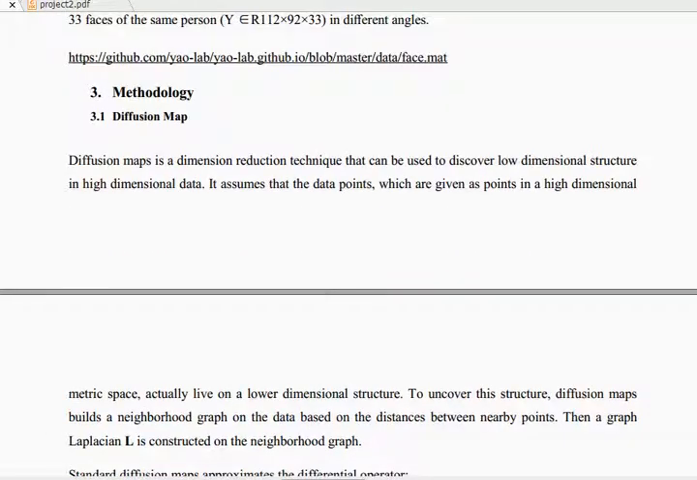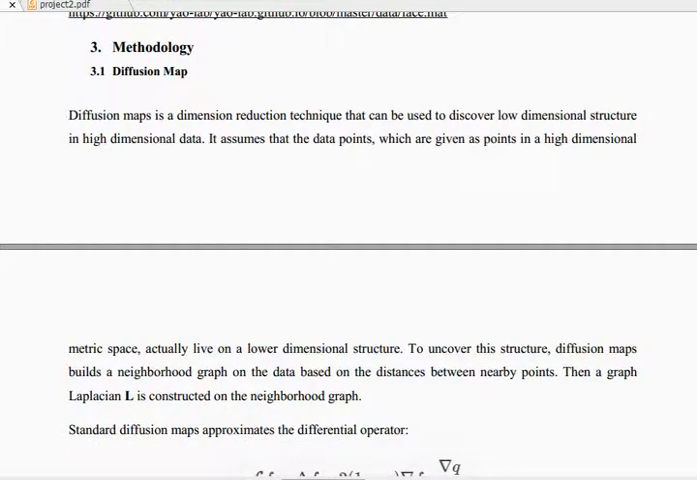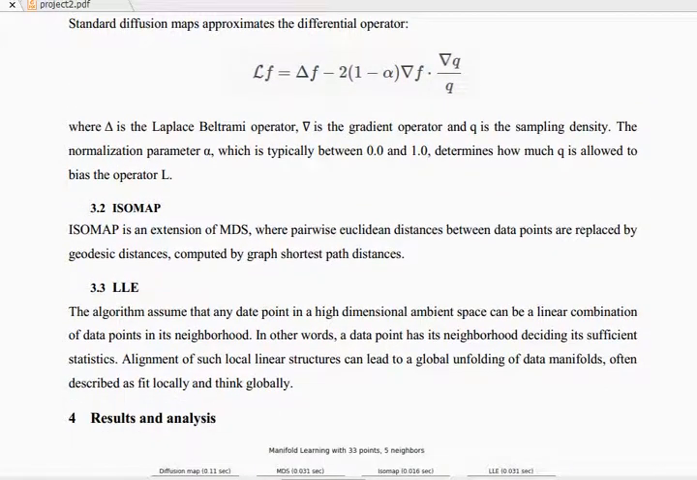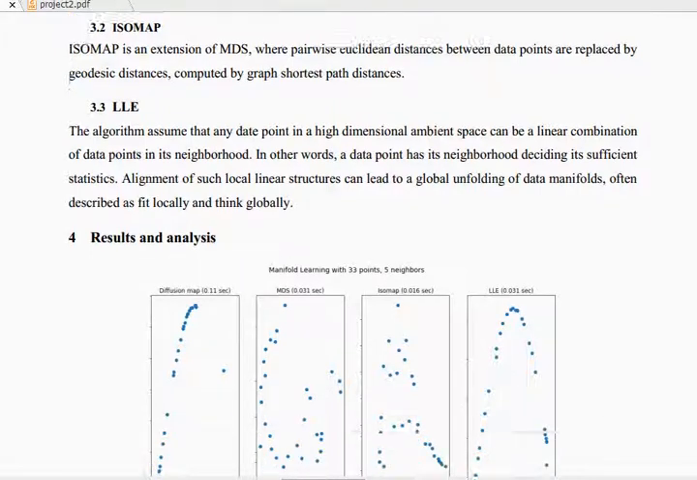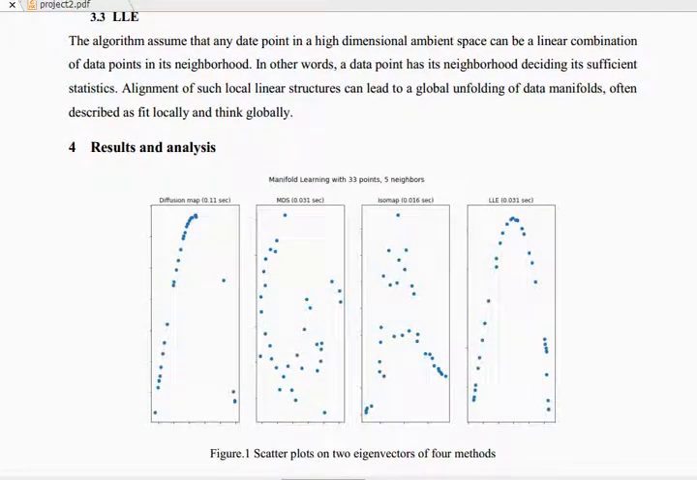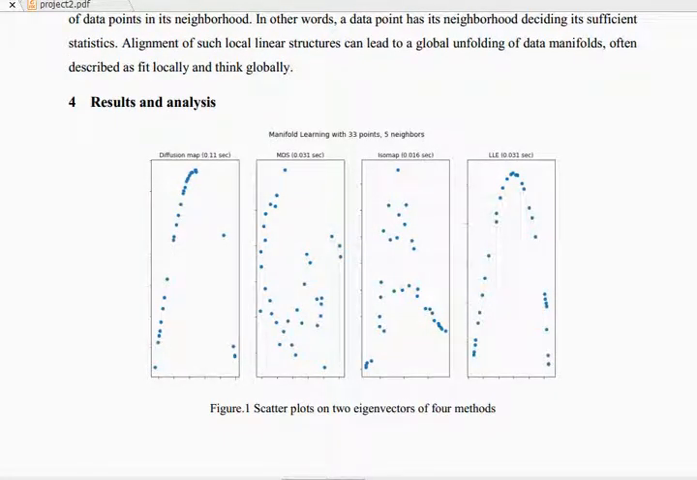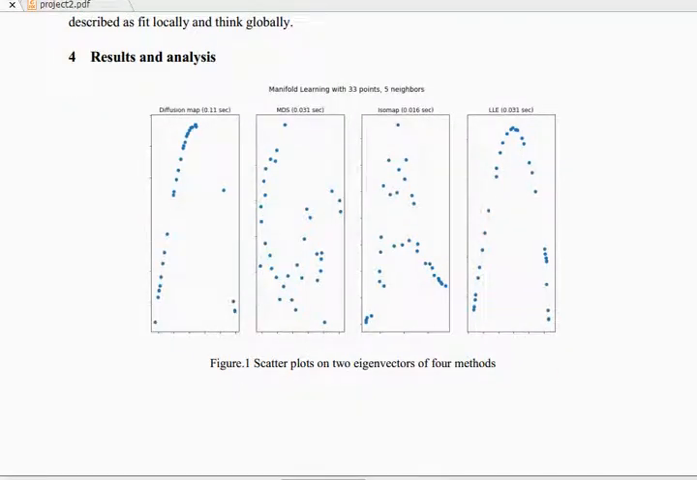I implemented all the methods in Python and got the following results. You can see manifold learning with 33 points, that means 33 face images, with k equals 5 neighborhoods. This is the result of the diffusion map, and this is the MDS, ISO map, and the local linear embedding. These are the projections on the two eigenvectors of the 4 methods.